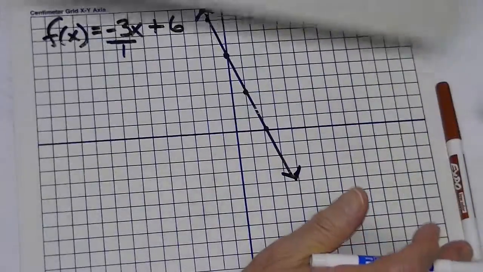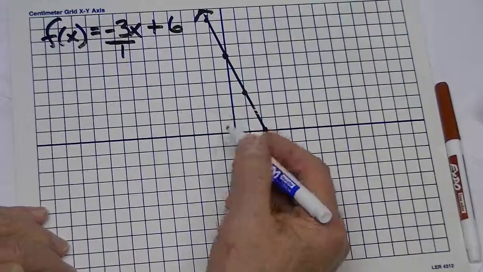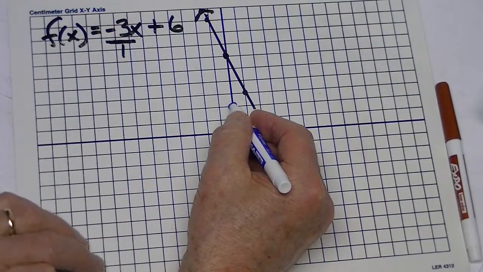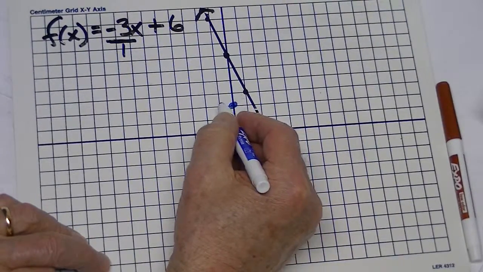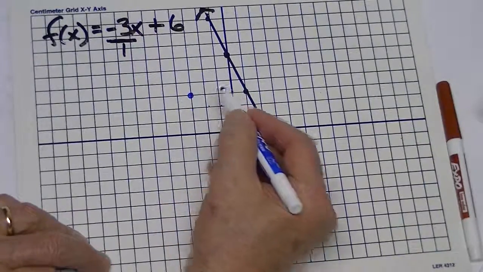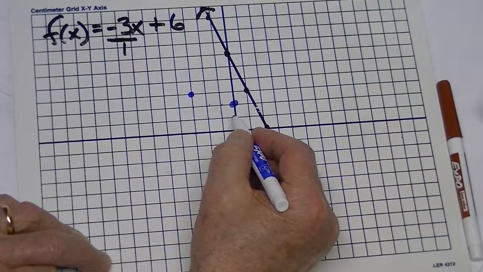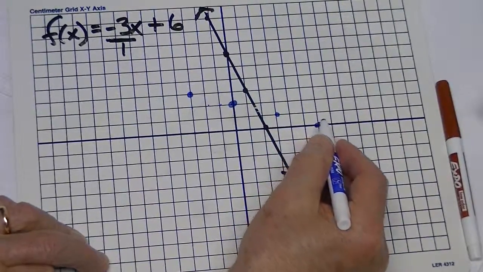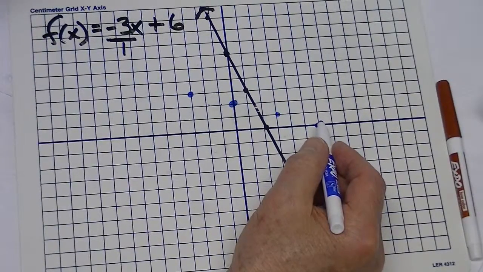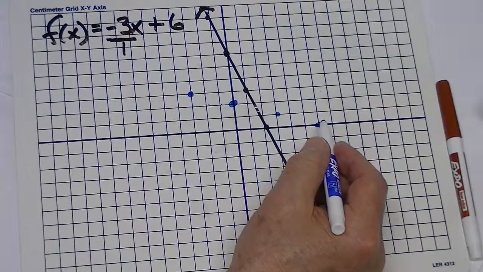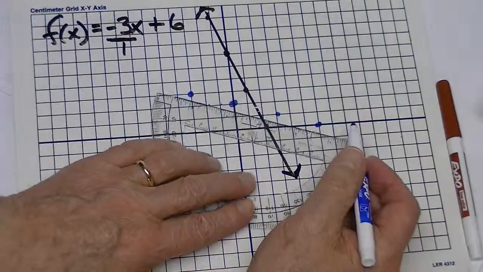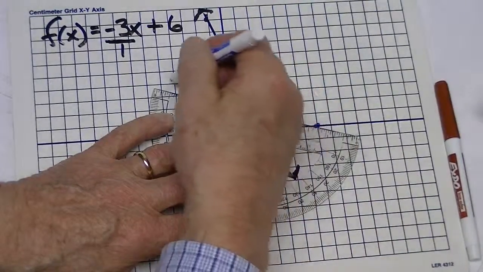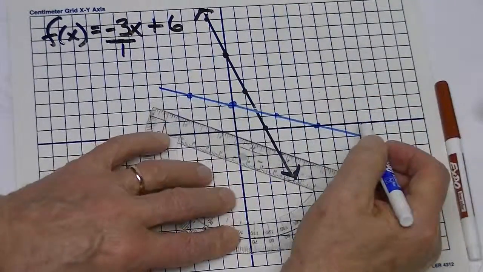Get back to our other graph. 2 right there, and a negative 1/3. So I'm going to go over 3: 1, 2, 3, and up 1. So I'm going to go down over 3, down over 3. So now in blue, I have my inverse function. And it looks like so.